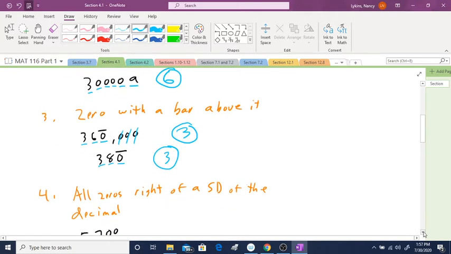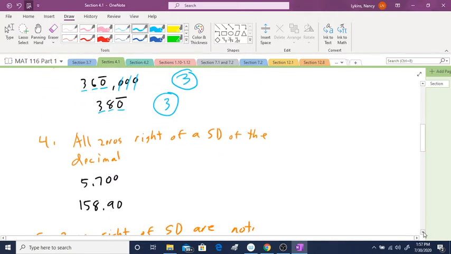Rule number 4 is all zeros right of the decimal are significant. If I've got zeros right of the decimal, you have to include the 5 and the 7, and then the 2 zeros after that. So that's a total of 4. Once again, if you want to pause it and work some of these out, that would be great. What about this next one? The 0 normally does not count, but it does with this rule because there's a decimal right here. So 1, 2, 3, 4, 5.